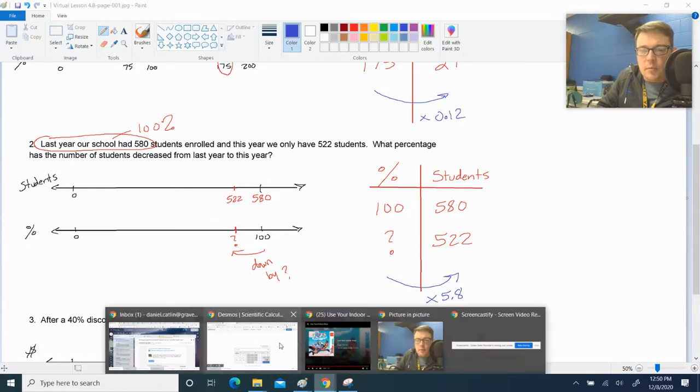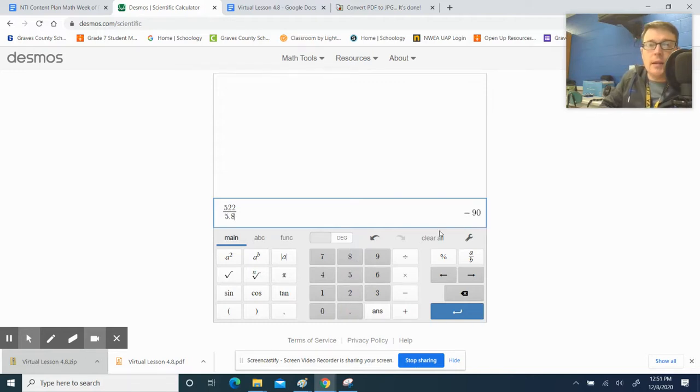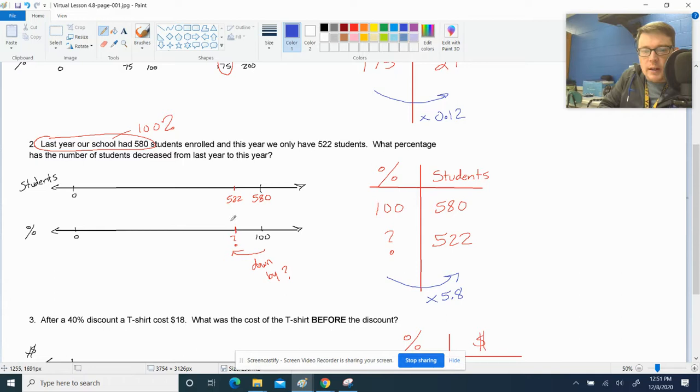522 divided by 5.8. Let me clear this. 522 divided by 5.8. And that comes out to be 90, which makes a lot of sense as far as what it looks like on ours. I mean, if this was 90, that looks like it's 10% lower than what that was.